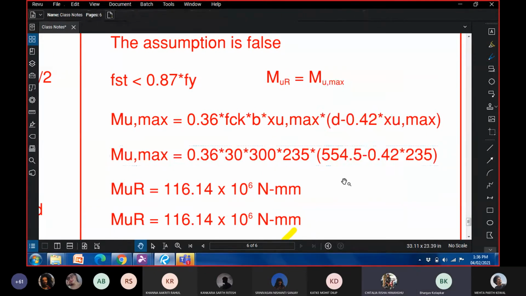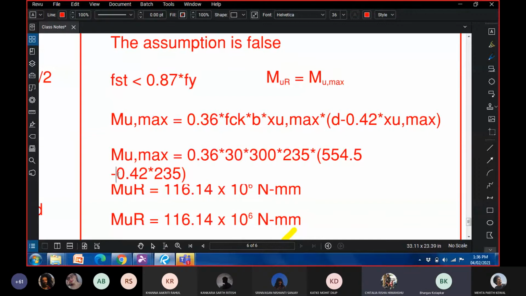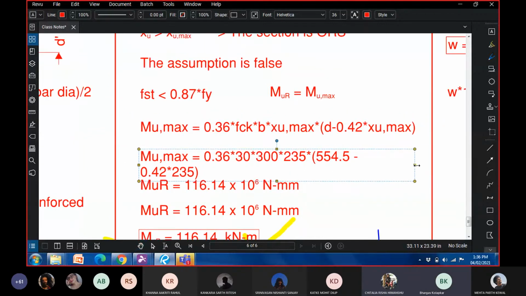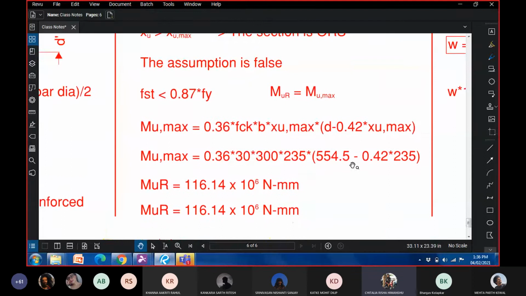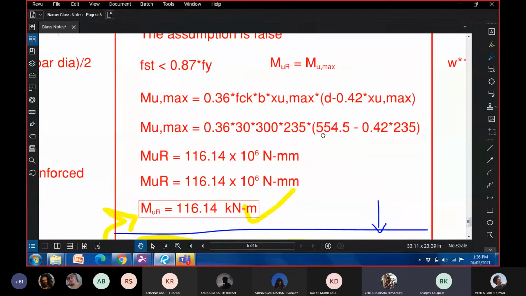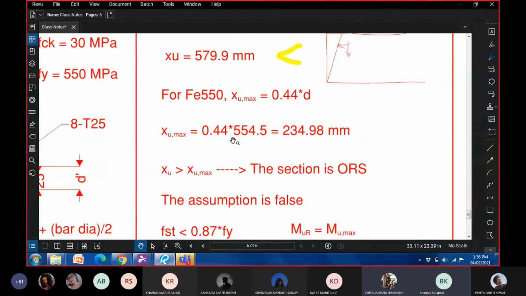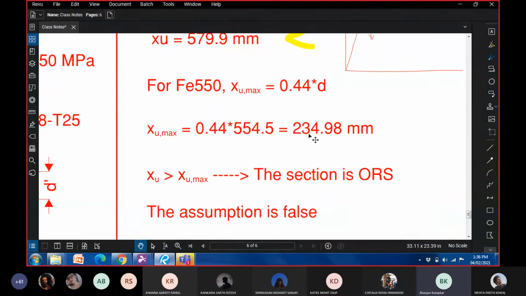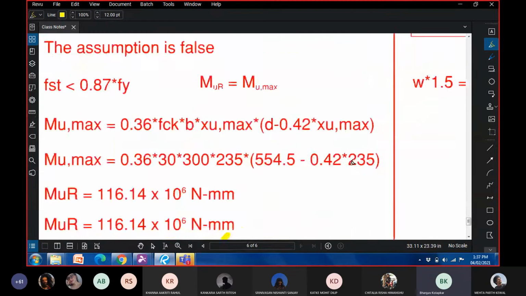Bhargav, it will come 0.44, right? Why would it be 0.44? Because we have the value for XU max as 0.44 D. Okay, so this value is something that we have already calculated. 0.44D is something that we've already calculated to be 234.98, which I've approximated as 235.